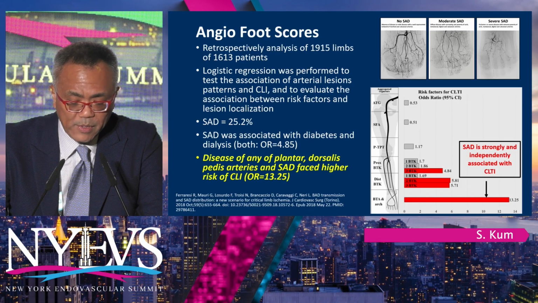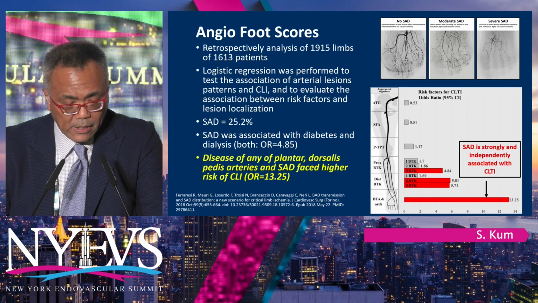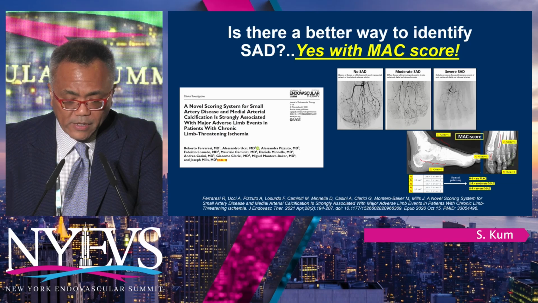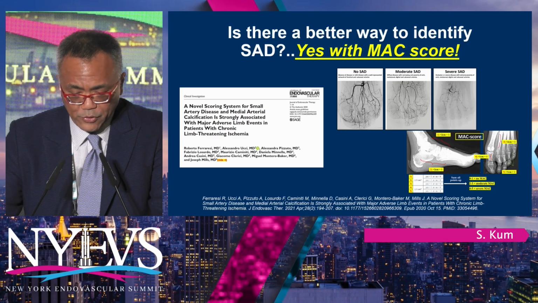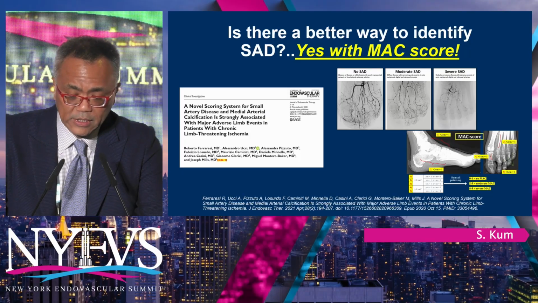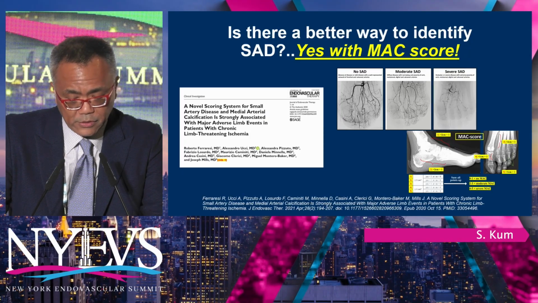Similarly, if you had more BTK vessels that were diseased, you were at higher risk of critical limb ischemia. So angiographic scores were also useful. The problem with angiographic scores, as you can see, is that they are pretty subjective. The difference between no small artery disease, moderate small artery disease, and severe small artery disease can vary from individual to individual.